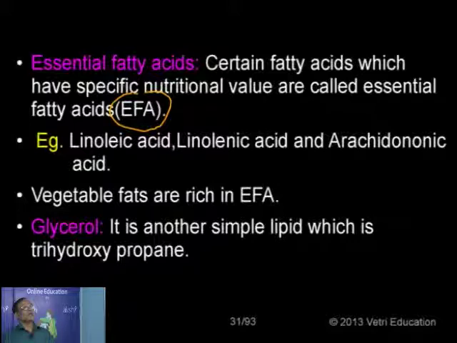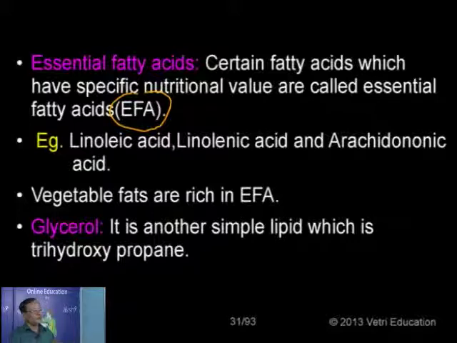Then, what is glycerol? Suppose you are taking fat, it is nothing but an esterified compound of alcohol and fatty acids. One component of a fat is fatty acids. The next component is glycerol. Both combined together are esterified to form a fat. Glycerol is another simple lipid. While separating the fatty acids and glycerol, these are all simple lipids, the components of simple lipids. Glycerol is nothing but a trihydroxypropane.